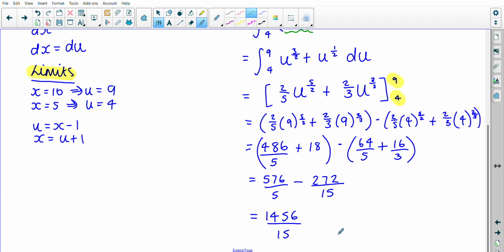An exact value would be a fraction, so I've left it as that. Now feel free to pause the video. If you're still copying down, you can pause, rewind, so it's on the correct part that you need to copy down.